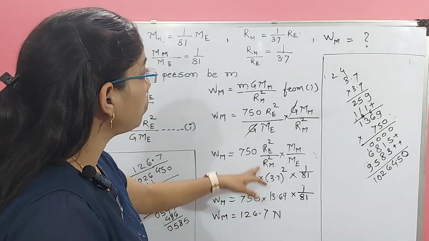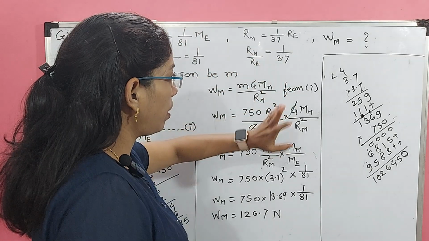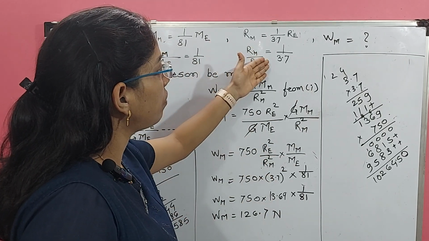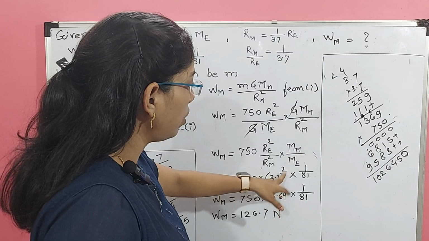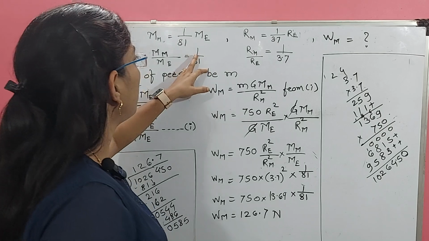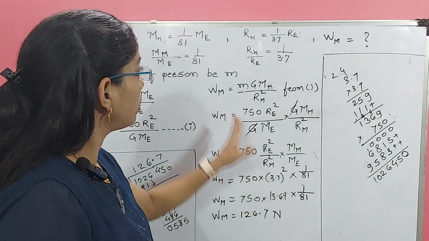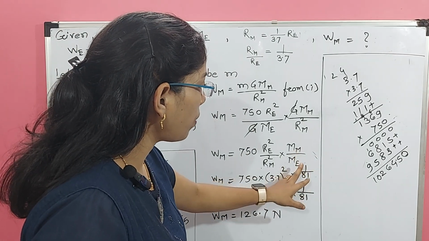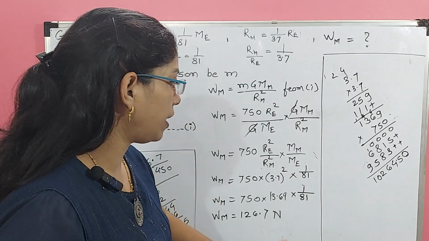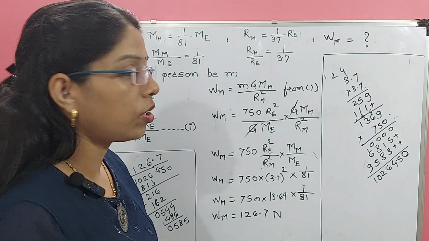So 750 as it is. Radius of moon upon radius of earth is 1 upon 3.7, but we need radius of earth upon radius of moon, so we reverse this value and take 3.7 whole square. The ratio of mass of moon to mass of earth is given as 1 upon 81, so no need to reverse it. Then we multiply the numerator terms: 750 into 13.69. Easy calculations are given here.